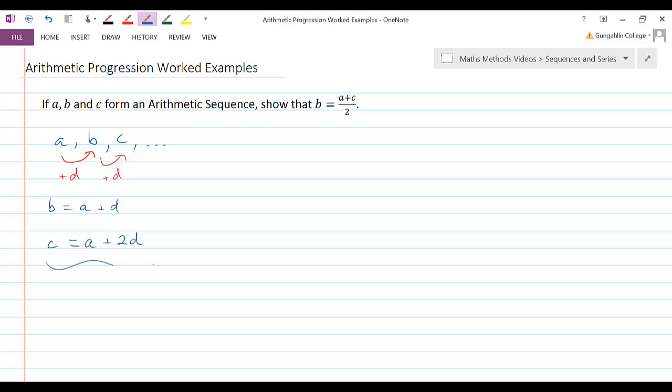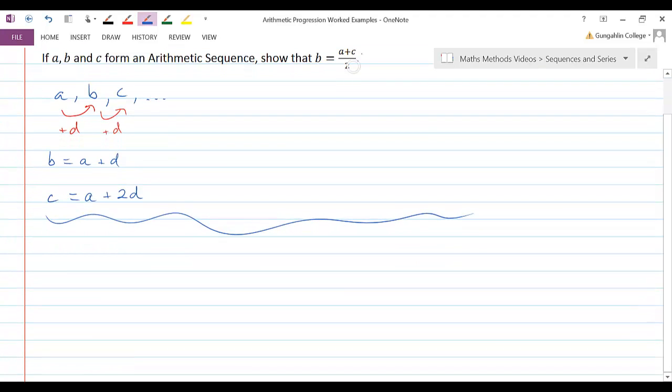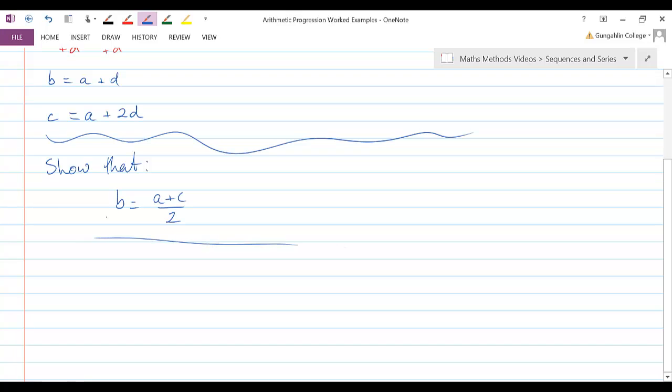Now with any proof, at some point you've got to look at this and start on one side and work towards the other. I'm actually going to start on the right hand side and tweak that until I get to the B, the left hand side. I need to state what I'm doing, so I'm showing that B is equal to (A plus C) on 2. So let's take a little break in my working. The right hand side, I said I'm going to start with, is equal to this.